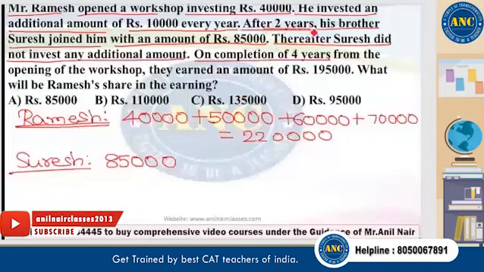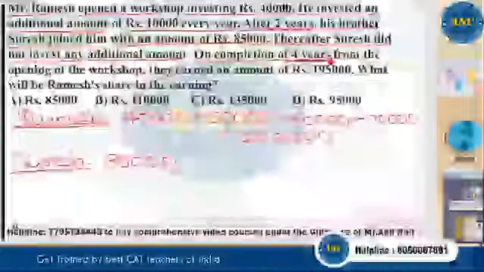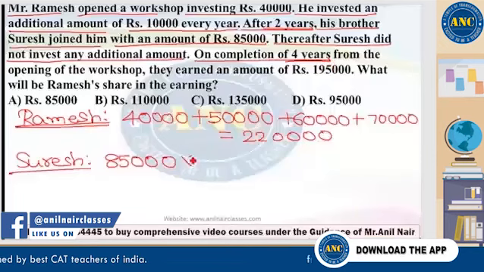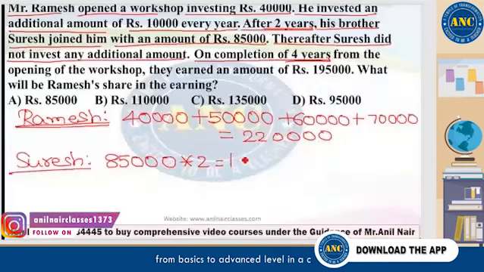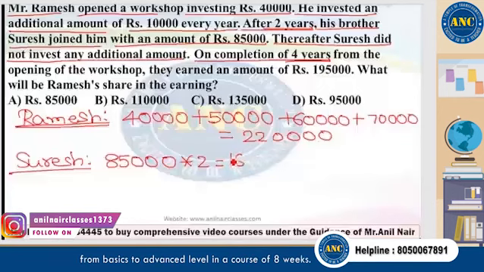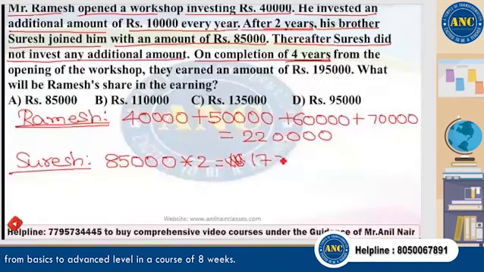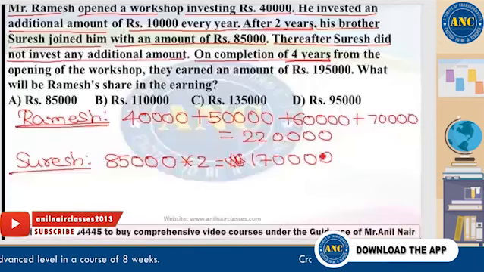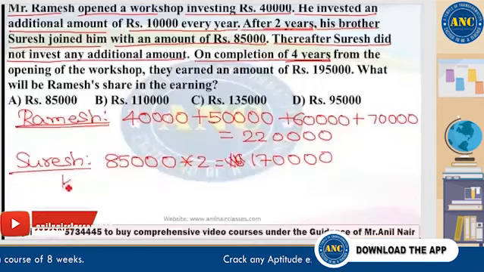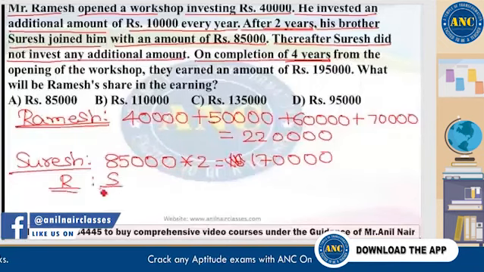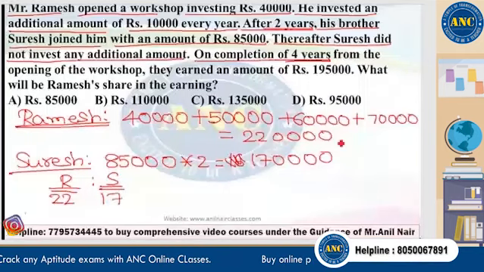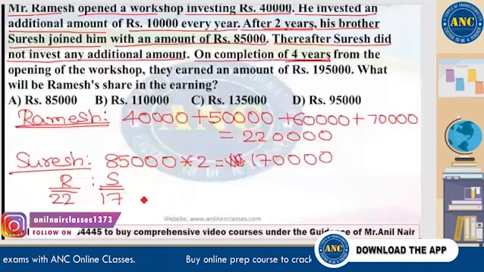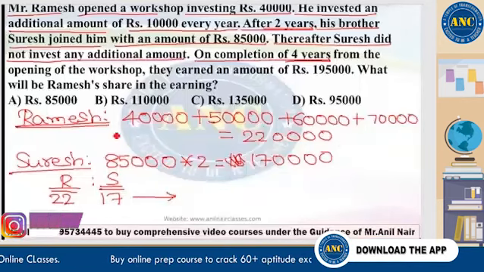Suresh joined after 2 years. After completion of 4 years means third year and fourth year, both the years he invested the same amount of 85,000. So total invested is 85 into 2. It is 1,70,000, right? That means Ramesh and Suresh, the ratio is 22 is to 17. 4 zeros will cancel. 22 is to 17 is the profit sharing ratio.